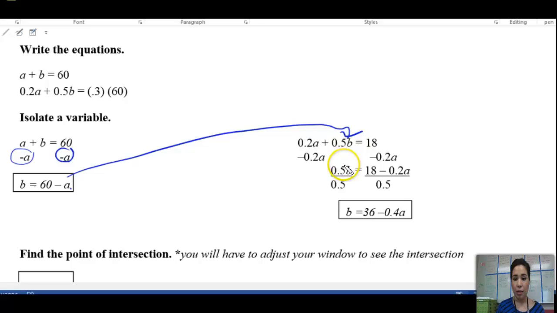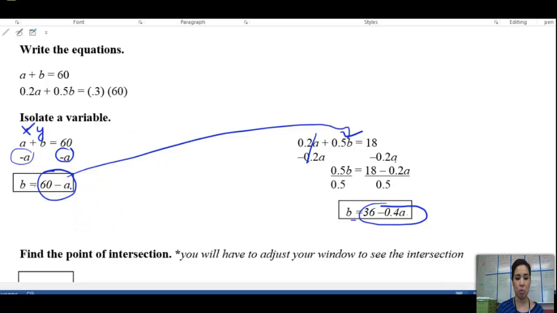I did the same thing, I solved for B, so I got B equals 36 minus 0.4A. Actually, they didn't even do that. They're going to use their graphing calculator, setting this up as X and Y. So they're going to graph 60 minus A and then 36 minus 0.4A. They just subtracted 0.2A from both sides, then divided by 0.5 and got B, so that you could enter that into your graphing calculator and find the intersection.